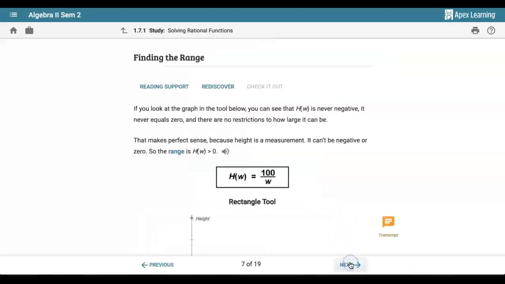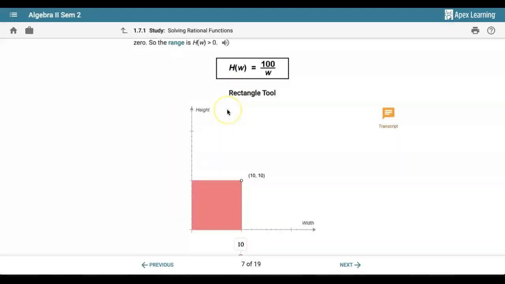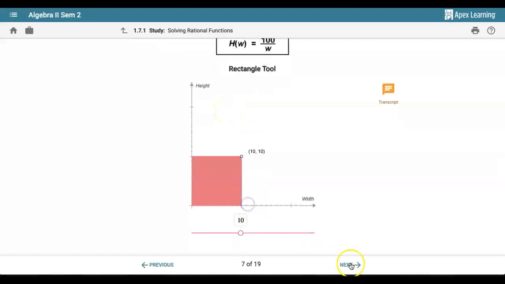Okay, so my range here is going to be greater than 0. You could write this as y is greater than 0, h of w is greater than 0, height is greater than 0. Whatever. But my output values have to be greater than 0. And you can notice here that both for my range and domain, neither of those values are negative. If we're thinking back to our original problem, it makes sense. I can't negatively cover a wall with paint. That would be removing paint, and that's not what we're trying to do here. We're trying to cover the wall with paint, and we only have enough to cover 100 square feet.